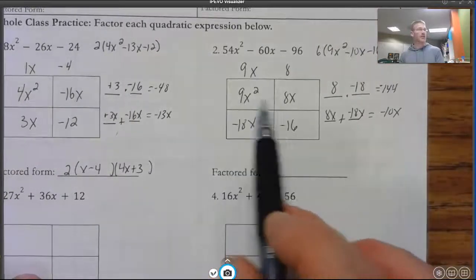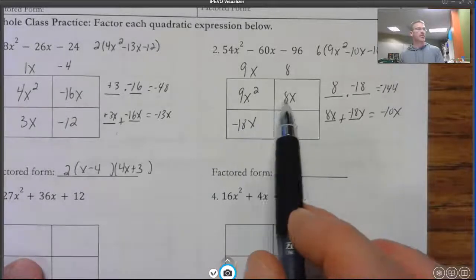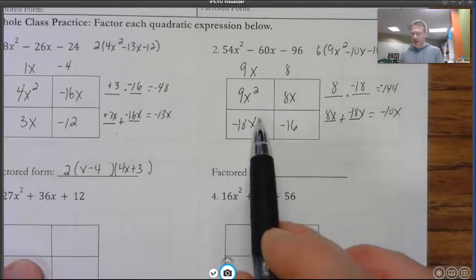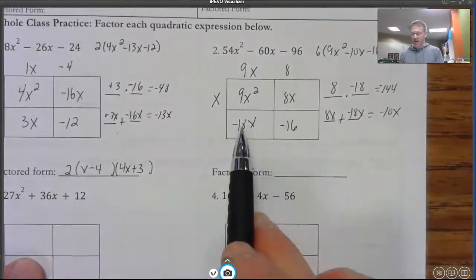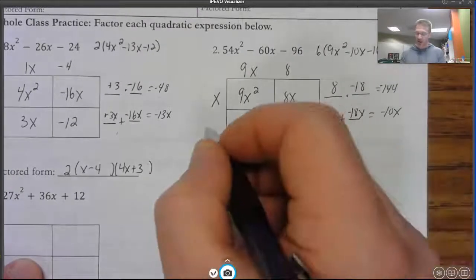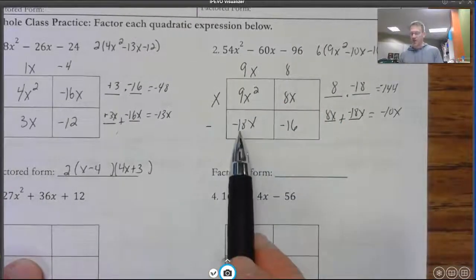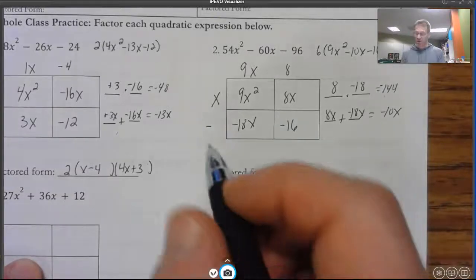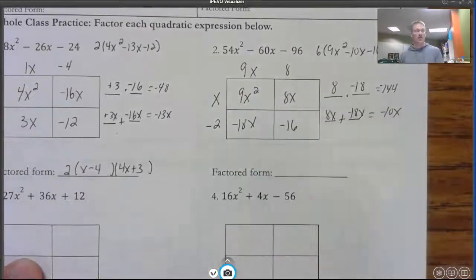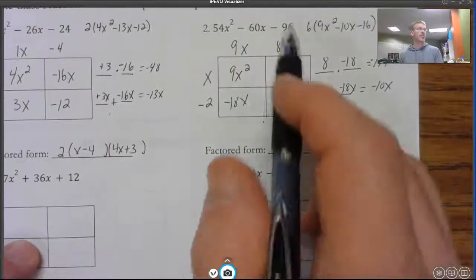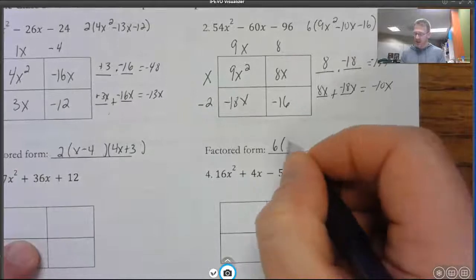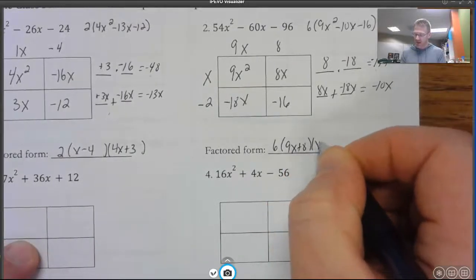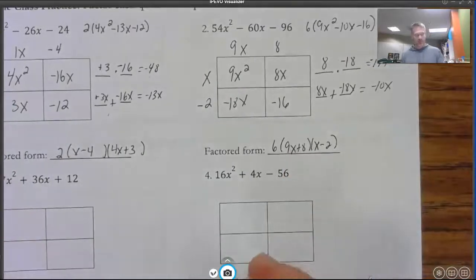Then when I look left to right in this first row, the biggest number that goes into 9 and 8 is 1. And so now they have 1x in common, so it's just 1x. When I look at my second row, both are negative, so I'm going to take that out. The biggest number that goes into 18 and 16 would just be 2, and they don't have any x's in common. Now when I write in factored form, remember we have to come up here and grab this GCF, which was 6, and then 9x plus 8 times x minus 2. And that's what we have.